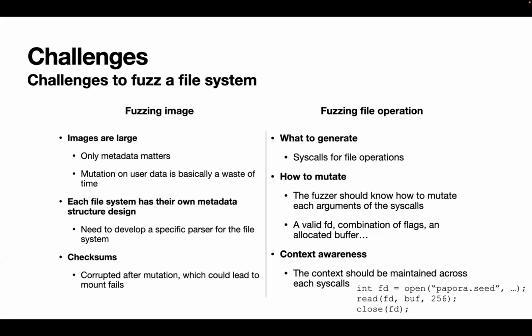Well, talking about fuzzing file operations, it is not an easy job because we have to generate syscalls for file operations and mutate the arguments of syscalls, which include lots of things like valid file descriptors, flags, and buffers. Also, the most important thing is that it should be context aware. For example, if we open a file, the following operations like fread, fwrite, and fclose should be aware that this file is already opened.